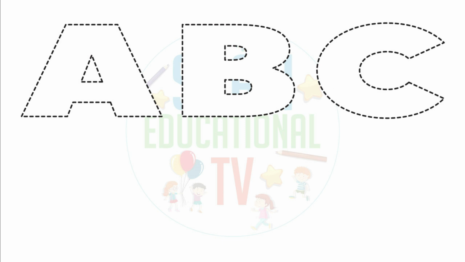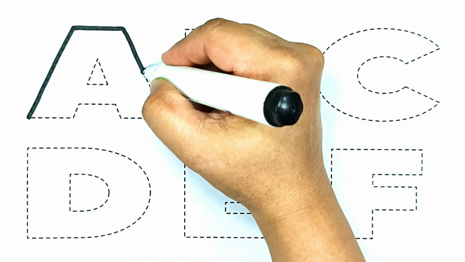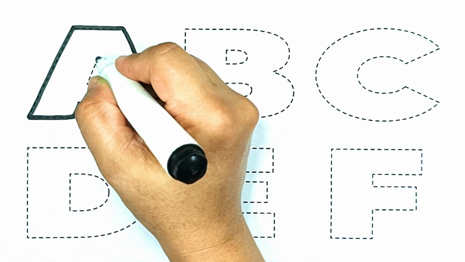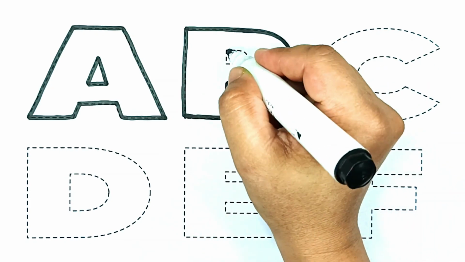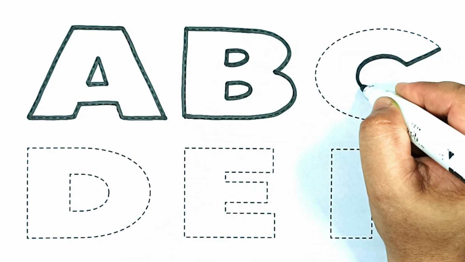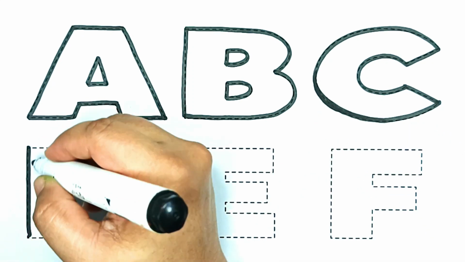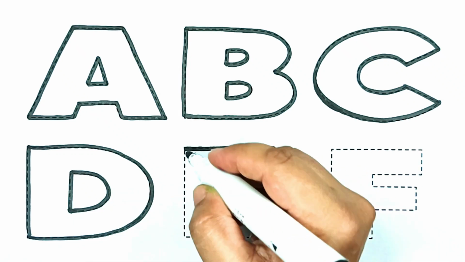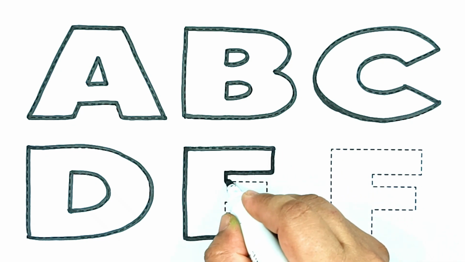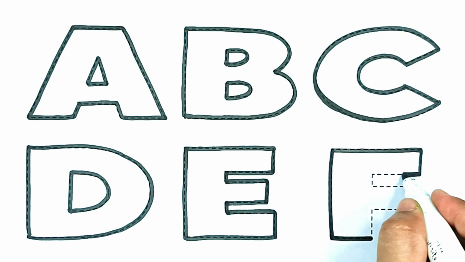A, B, C, D, E, F. Let's trace and paint them together. A, B, C, D, E, F. Let's learn some color names.